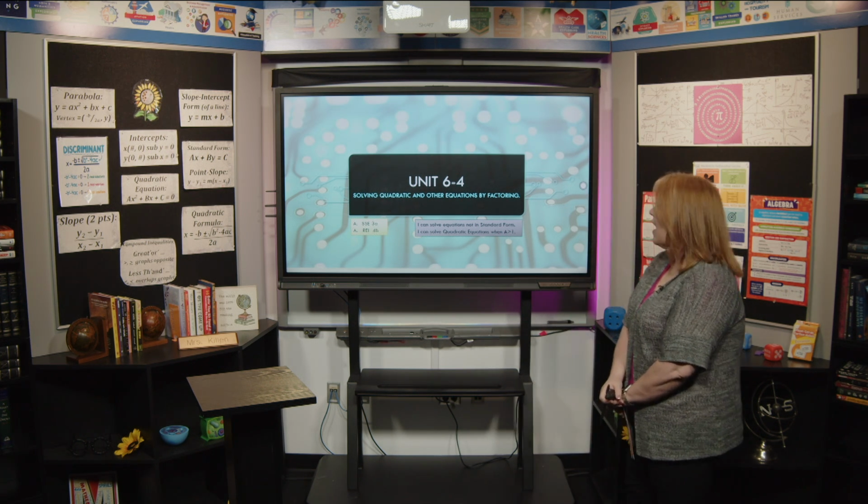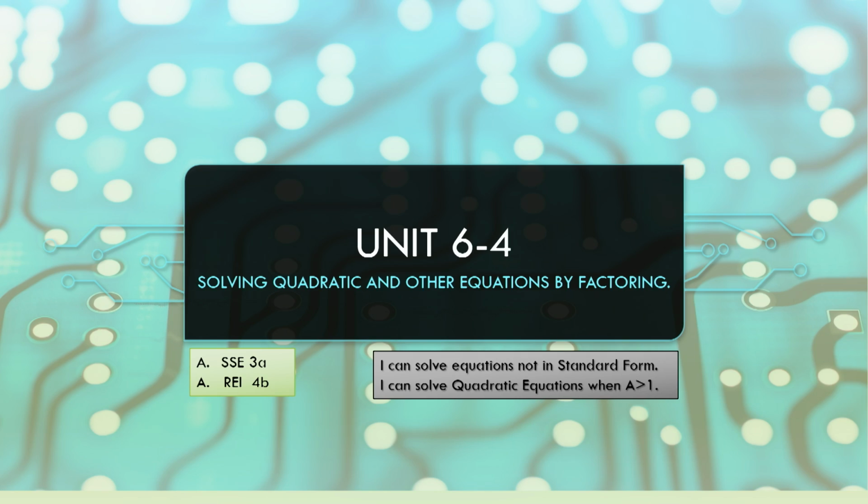So let's look and see what we've got. We've got Lesson 4, Solving Quadratics and Other Equations by Factoring. We are looking at standards SSE 3A and REI 4B. I can solve equations not in standard form, and I can solve quadratic equations when a is more than 1. So let's dive on in and see what we've got.